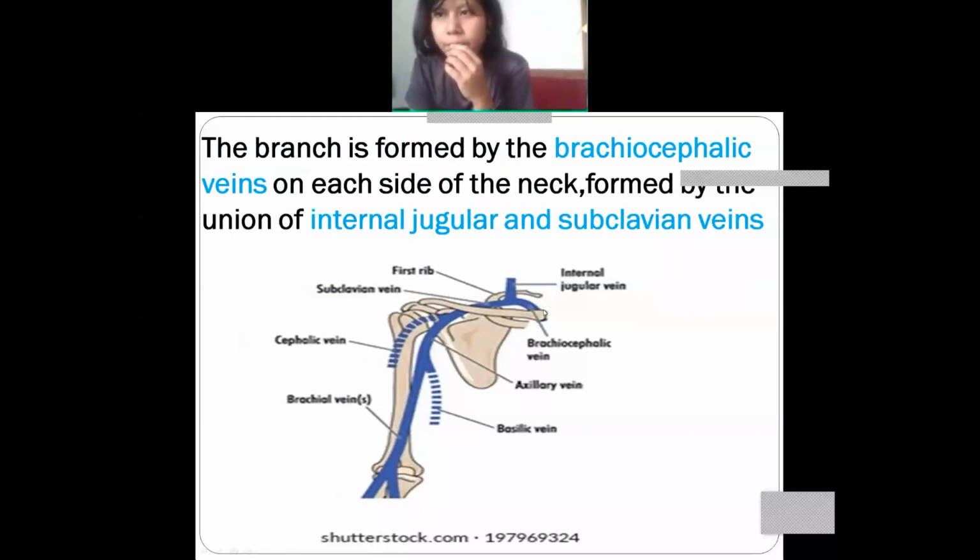So now let us see the brachiocephalic vein, which is this. When these two veins join, they form a vein known as the brachiocephalic vein, which lies on each side of the neck, in both sides of your neck, here and here. Understand? It is formed by the internal jugular and the subclavian veins. I've already discussed that, so this is just the repetition.